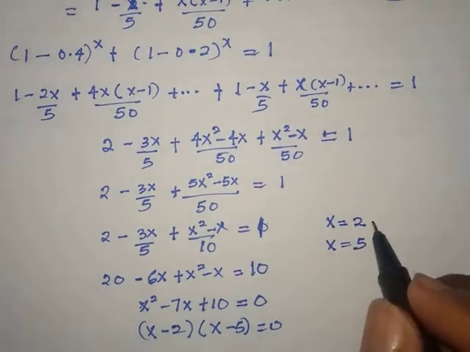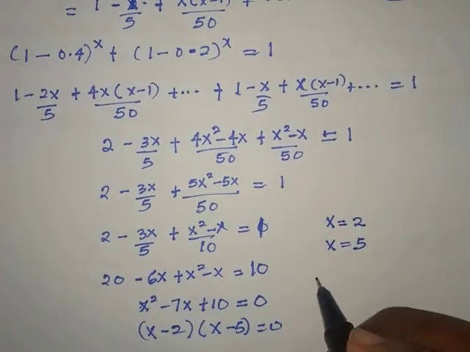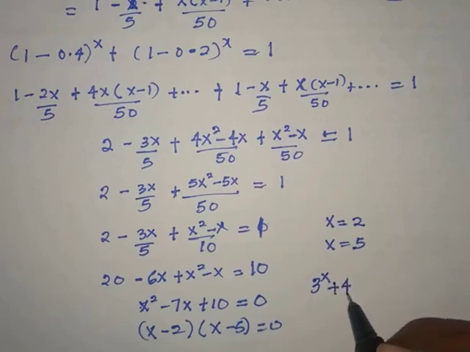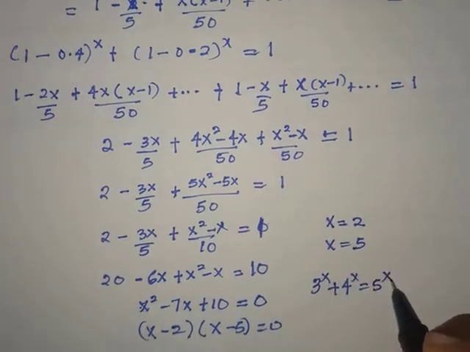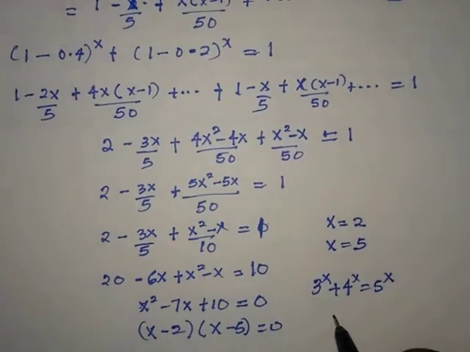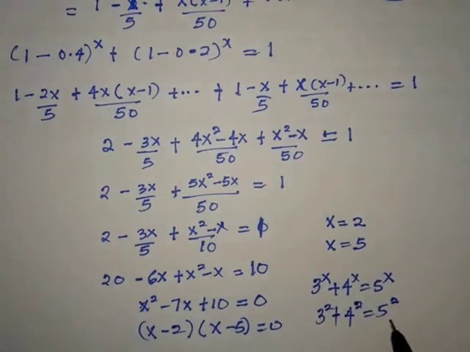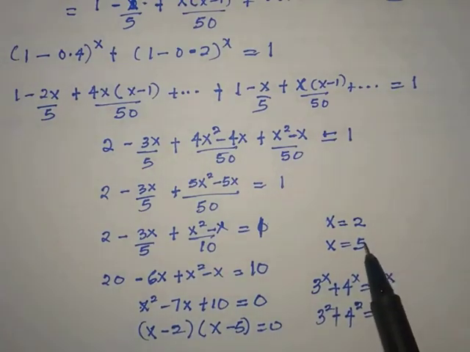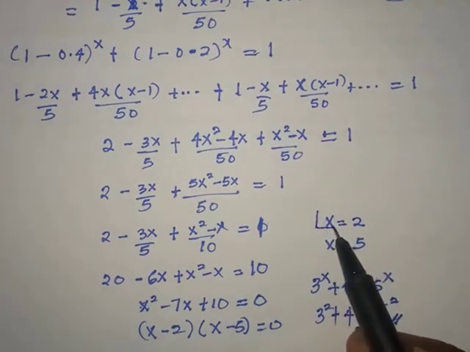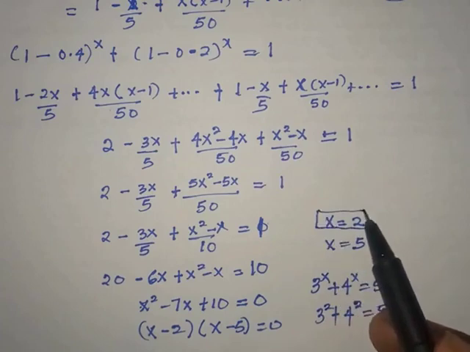By taking one of these and putting it in the equation, the given question is 3 raised to power x plus 4 raised to power x equals 5 raised to power x. Let's test for x equals 2 first. Here 3 squared plus 4 squared equals 5 squared, which is satisfied. Putting 5 here, it will not satisfy. So it is only x equals 2 that satisfies the equation.